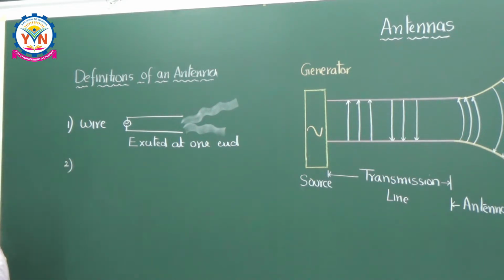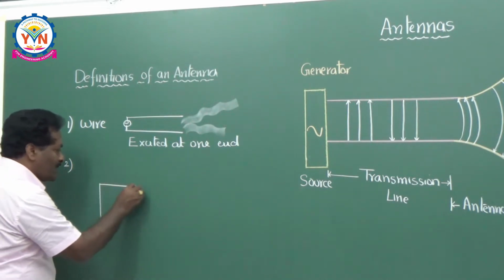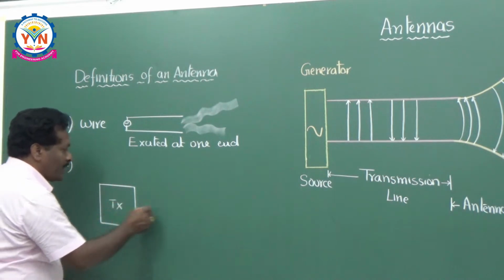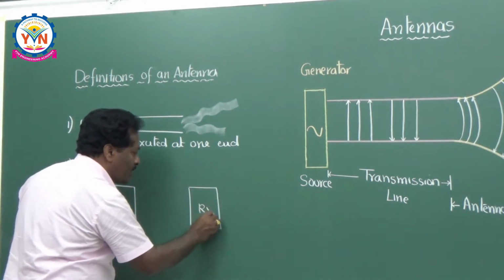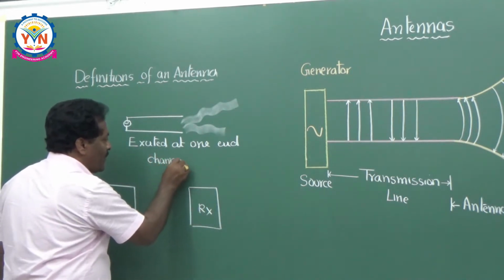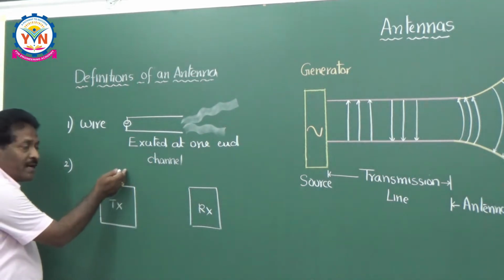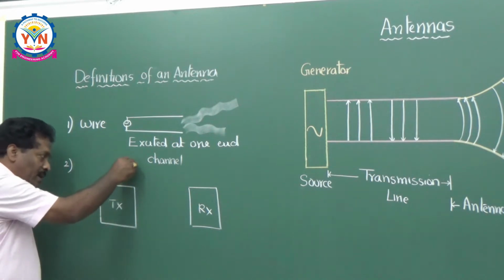Suppose, for example, you take a communication block diagram, you have three components. One is the transmitter and the other one is the receiver. In between you have a channel. This is a channel. And remember, friends, without an antenna, you cannot radiate the information to the surroundings. So you require an antenna.